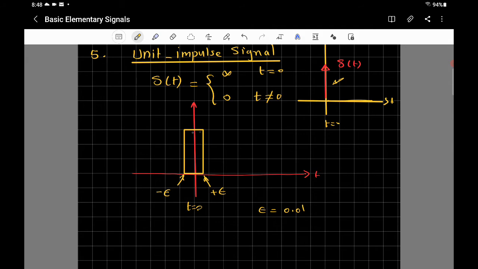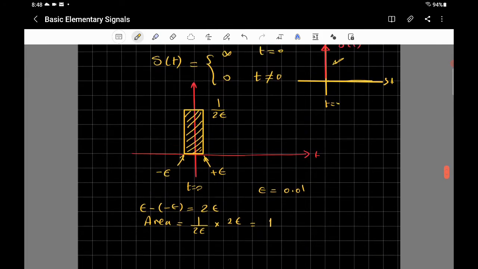And the height should be equal to a value that makes the area equal to 1. So the width of this rectangle is epsilon minus negative epsilon, which is equal to 2 epsilon. So to make the area equal to 1, the height will be equal to 1 over 2 epsilon. For this rectangle, you can find that the area is the height times the width, which is 1 over 2 epsilon times 2 epsilon, equal to 1. But there is a condition. Epsilon should be very, very small.